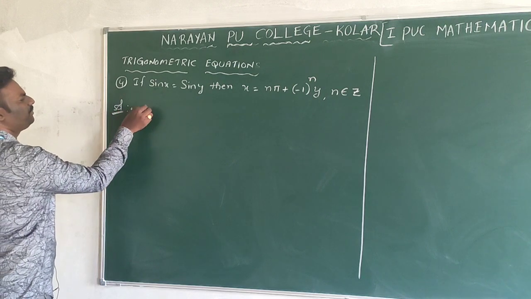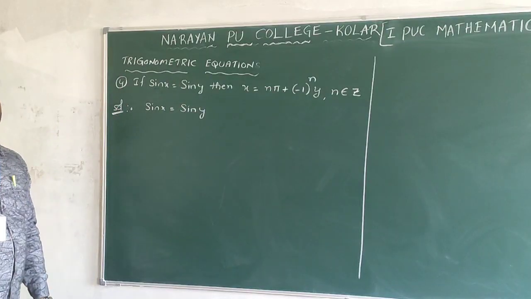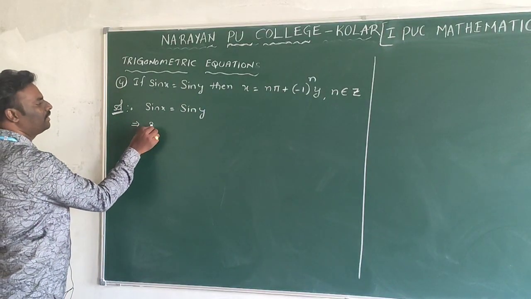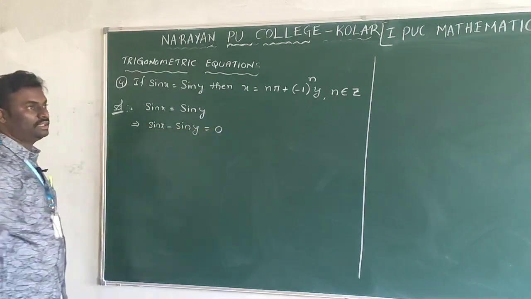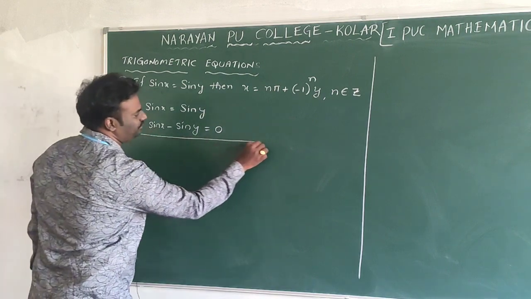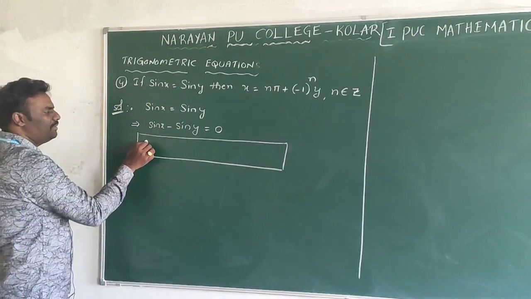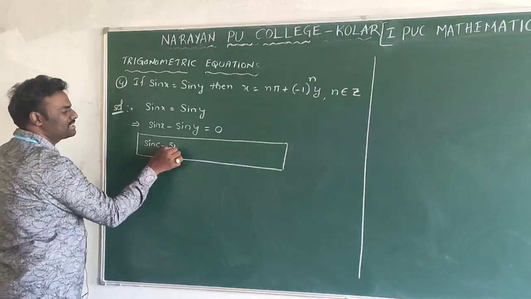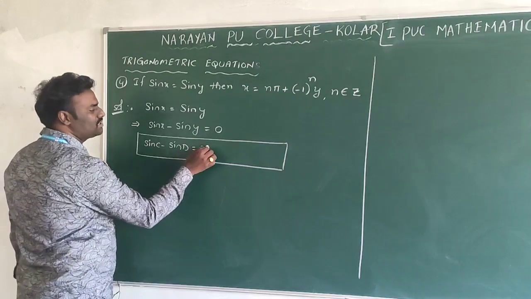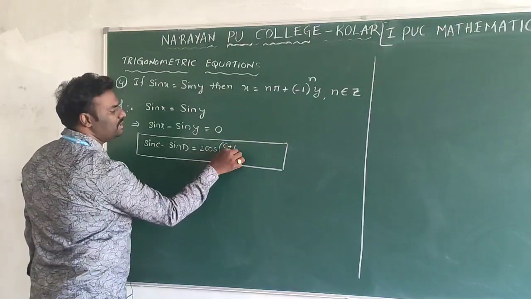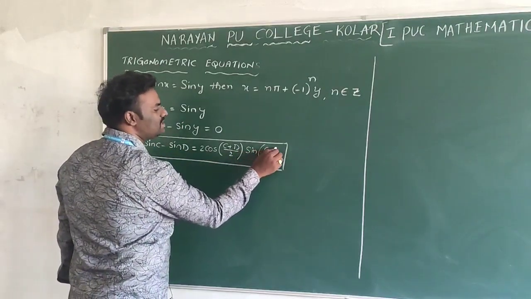See, listen, the condition is sin x is equal to sin y. It can be written as sin x minus sin y is equal to 0. Already in transformations we discussed a few formulas. In that, I am using the formula for sin c minus sin d. The formula for sin c minus sin d is 2 cos c plus d by 2 sin c minus d by 2.